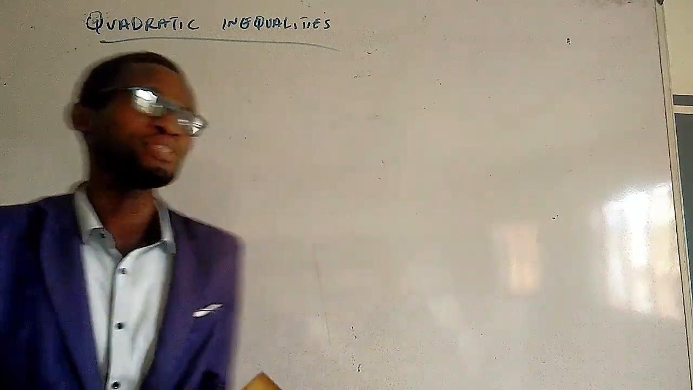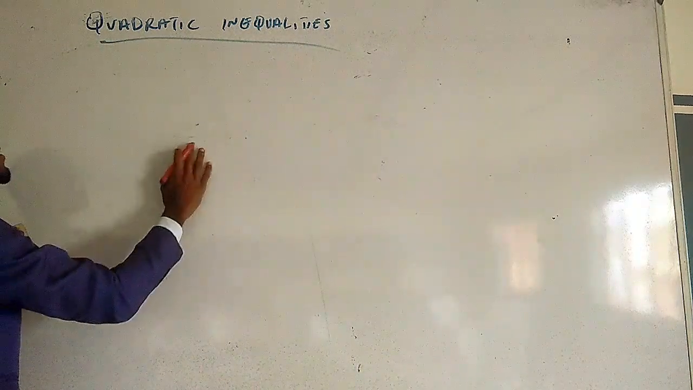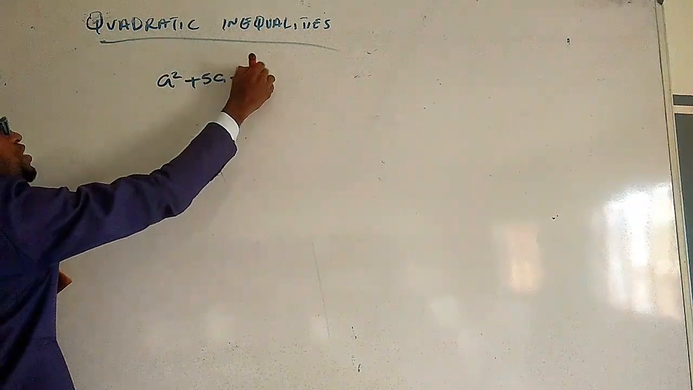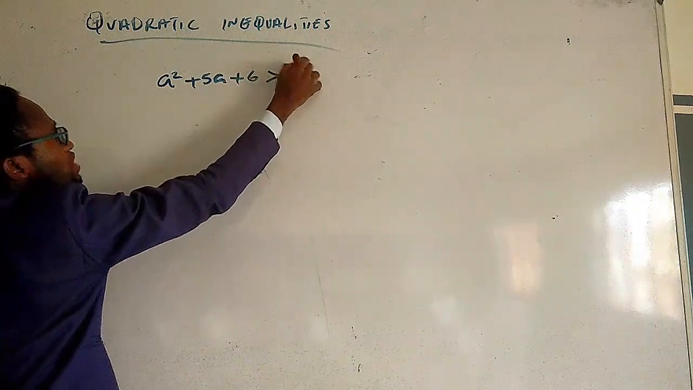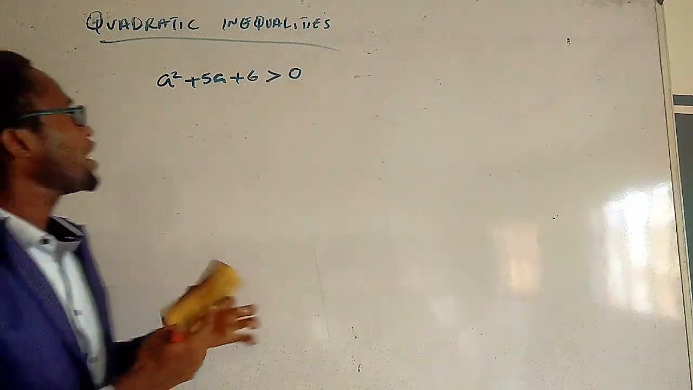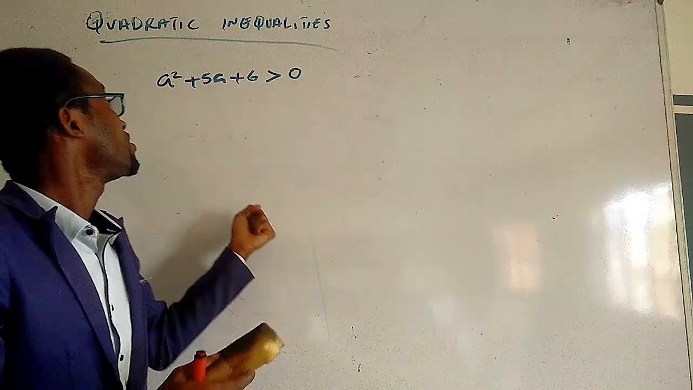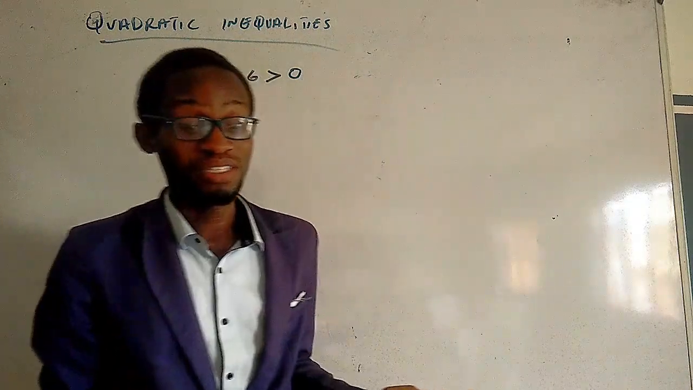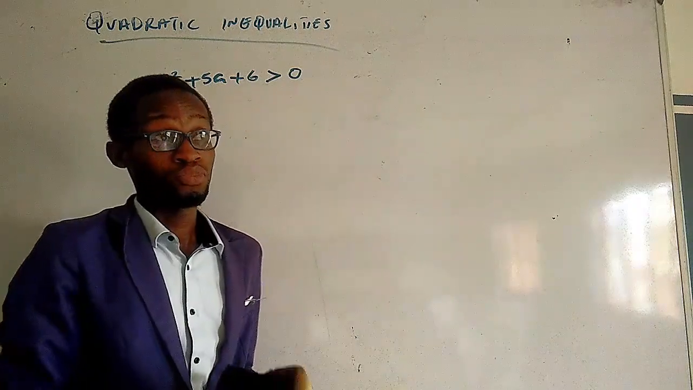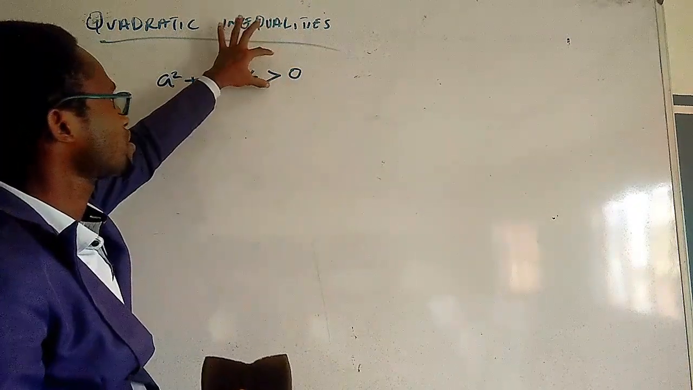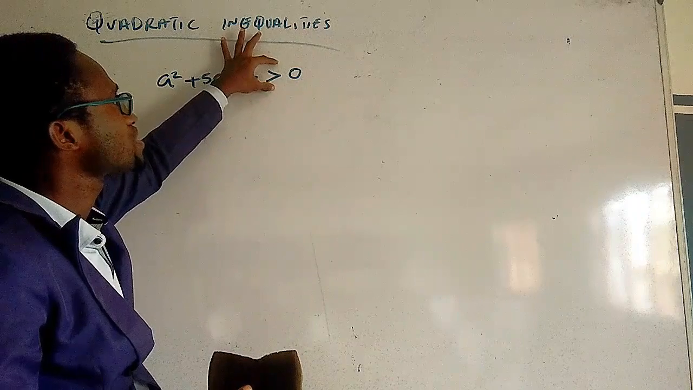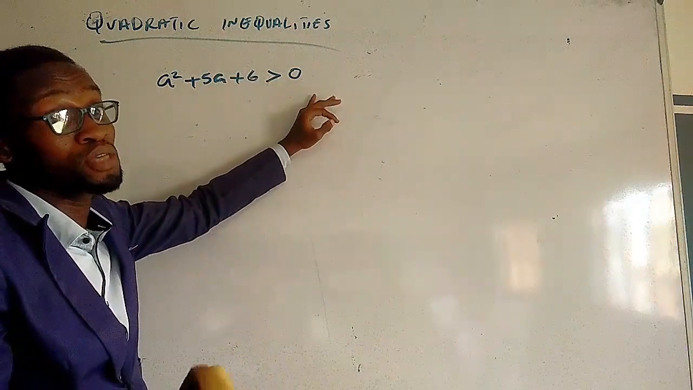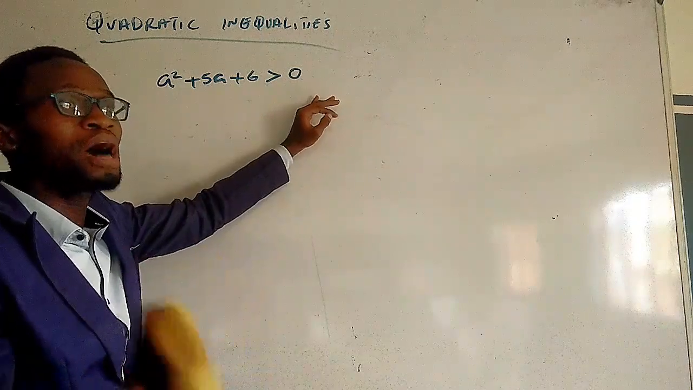Now let's go straight. How do we solve quadratic inequalities? For example, we have this. Let's say a squared plus 5a plus 6 greater than 0. Now by the time we have something like this, the way we used to solve it those days, or some children, the way they solve it is that they will remove this sign and replace it with equal to. Solve it. After solving it, then they replace the sign back. That is totally wrong.